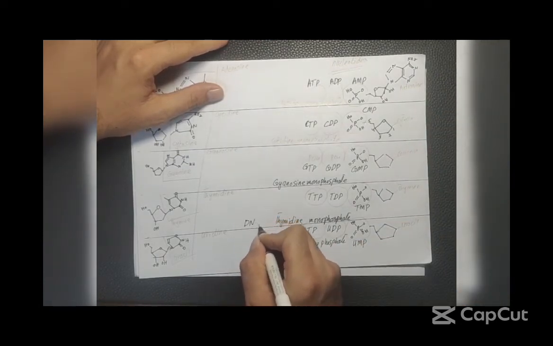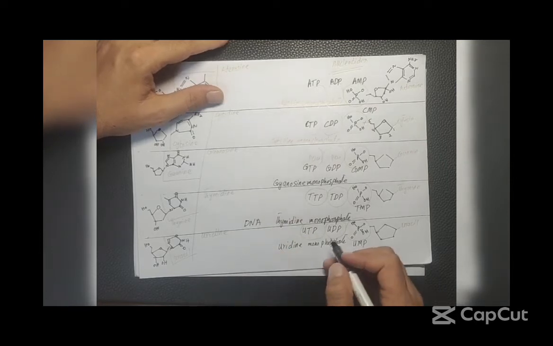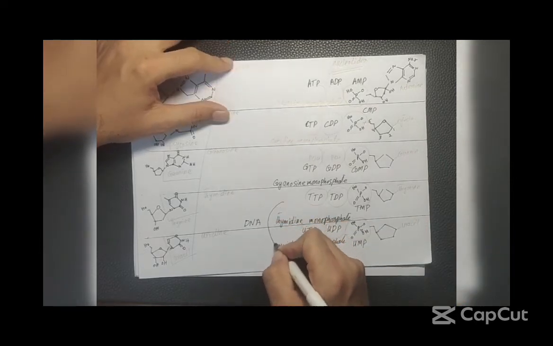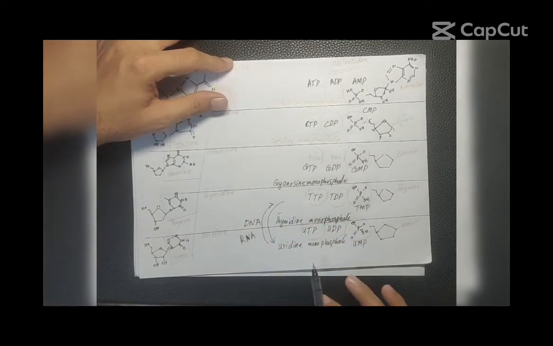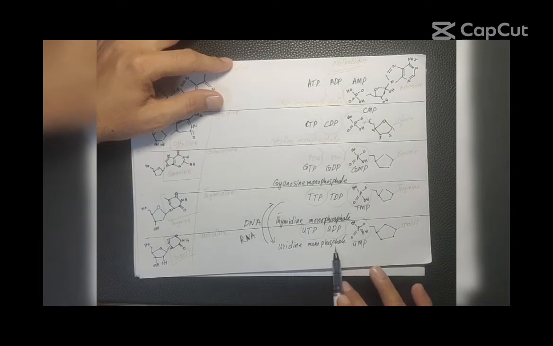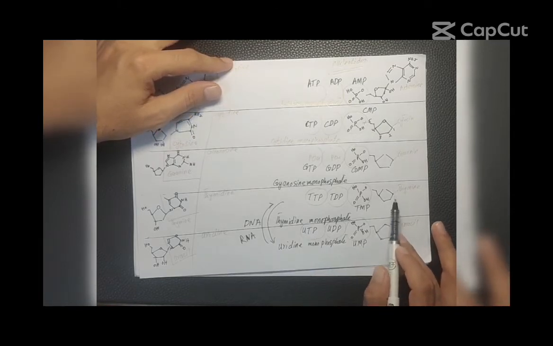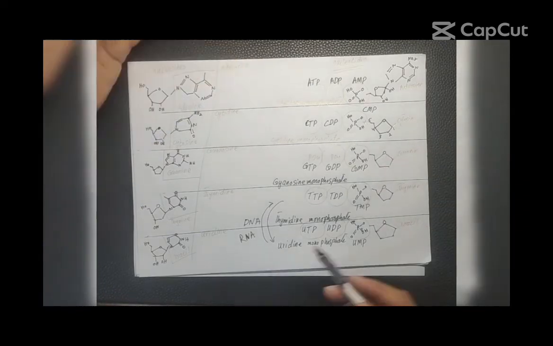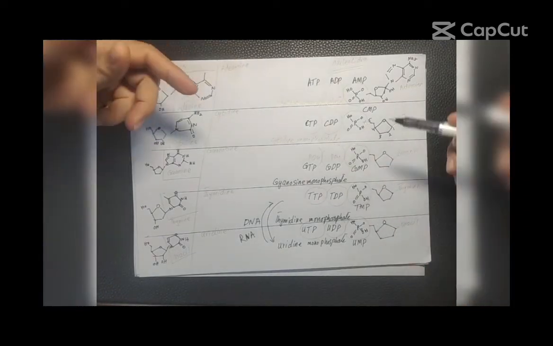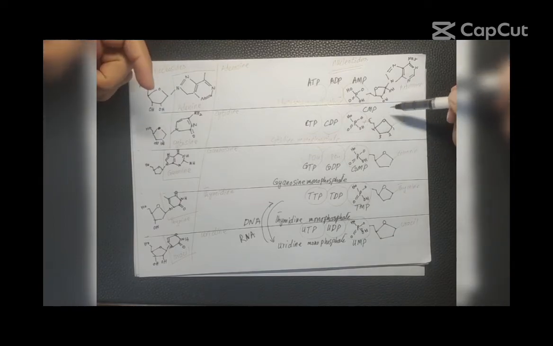This one is DNA, and the 5th one will be converted with thymine. This one will be converted with thymine in RNA. If we are making RNA, uridine monophosphate or uridine triphosphate will take the place of thymidine. Yeah. So that's all, and now we talk about the bonds between these molecules.